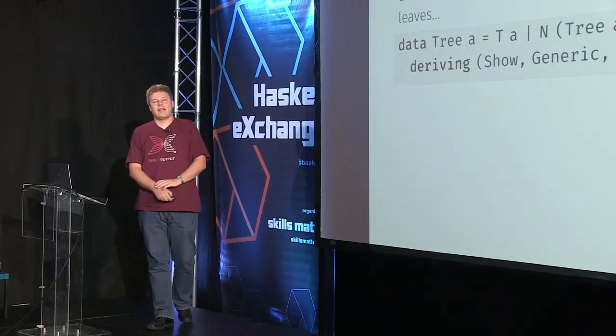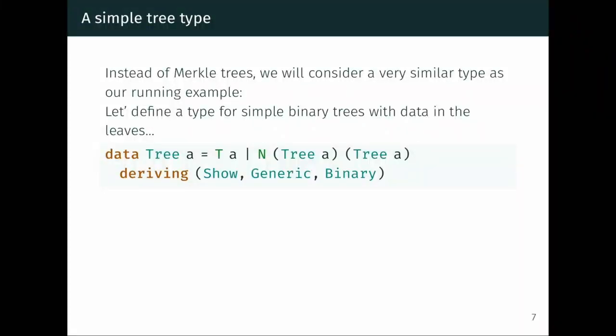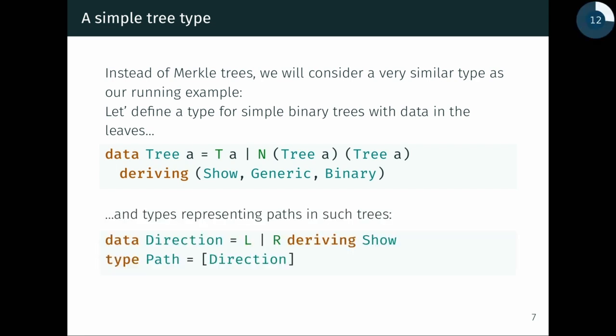And I want to choose a slightly similar example, but slightly different. So let's look at this very simple binary tree type. So we have tips that carry data, and we have internal nodes with a left and right child. And then I want to have a type that describes a path through such a tree. So I just have a direction type, left or right, and the path is simply a list of directions.